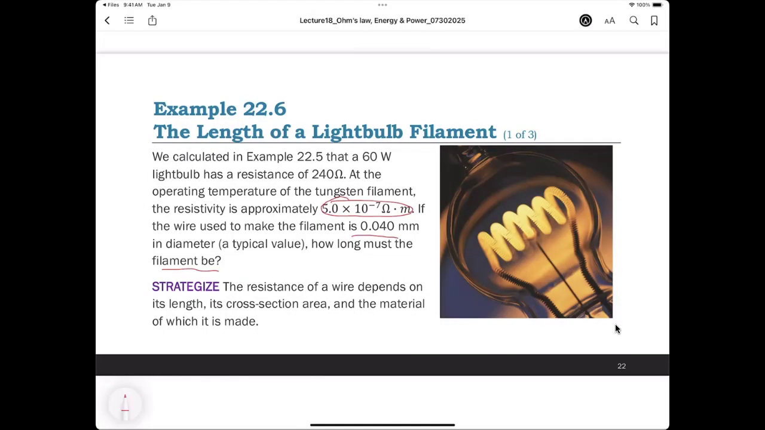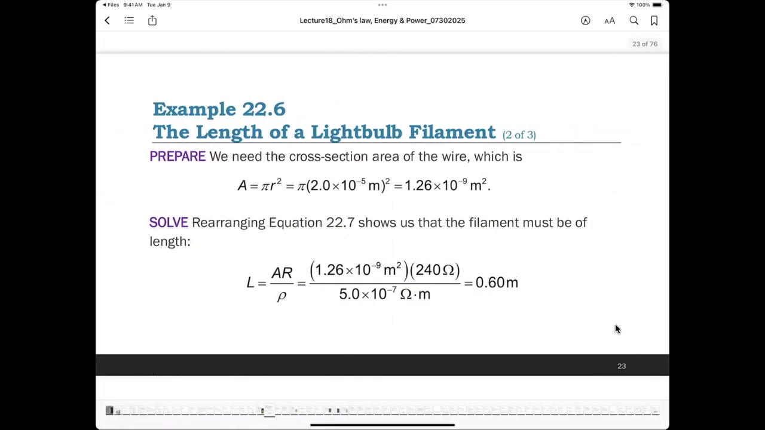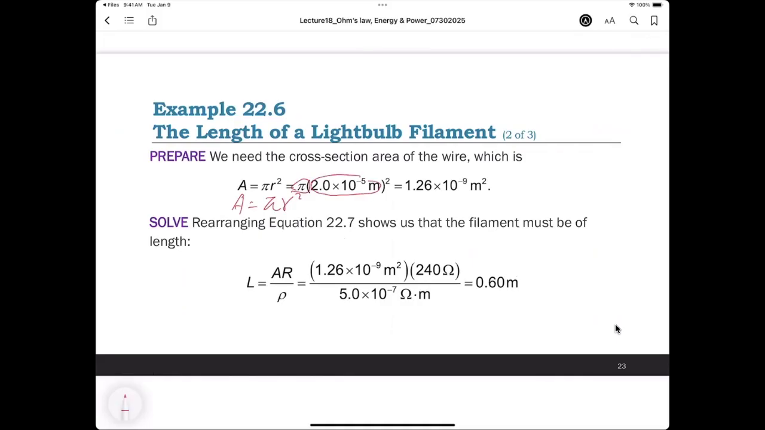Actually, we can use the equation we talked about. The resistance of a wire depends on its length, its cross-section area, and the material of which it is made. So we can use this equation. First, let's calculate the cross-section area of the wire. It is pi r squared. We know pi, and we know r.